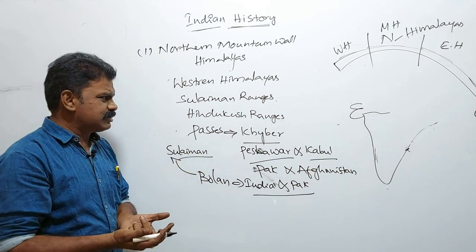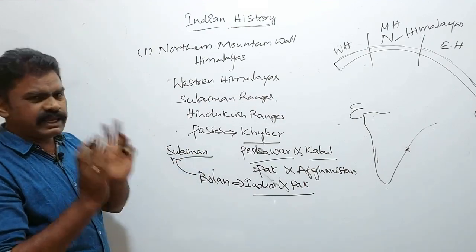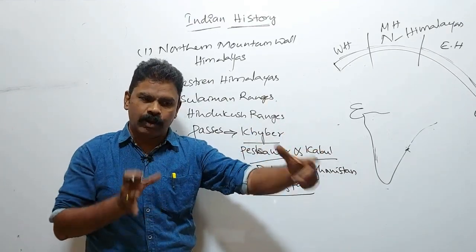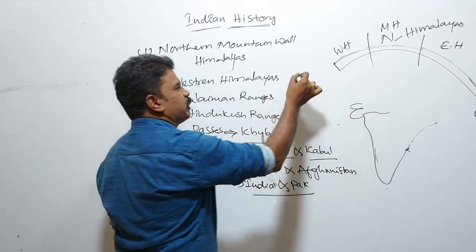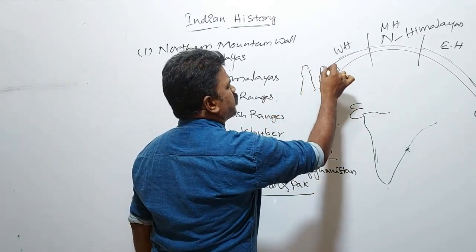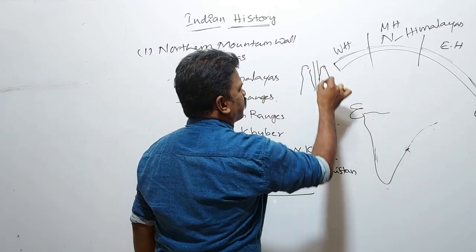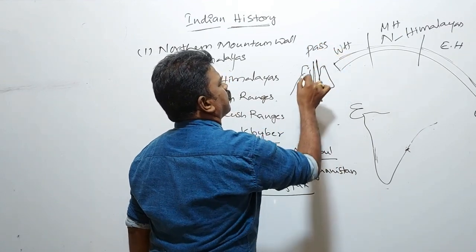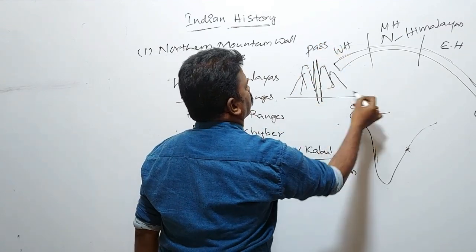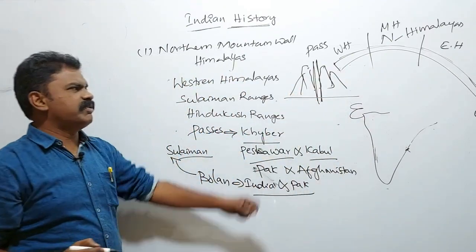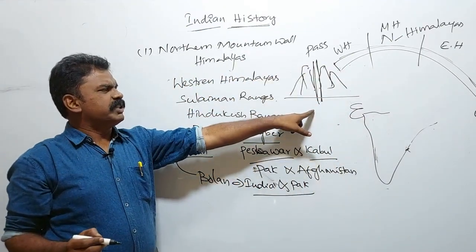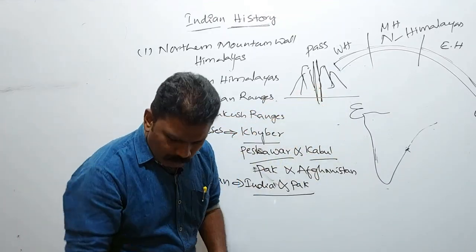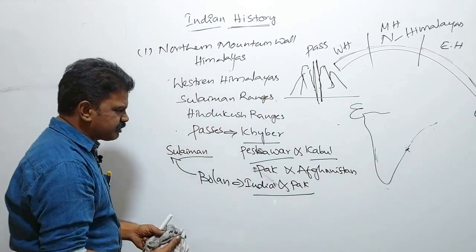What is a pass? A pass is a way between two great hills, or two big mountains. If there are two big mountains, the way between them is what is called a pass. Khyber and Bolan are the most important passes.